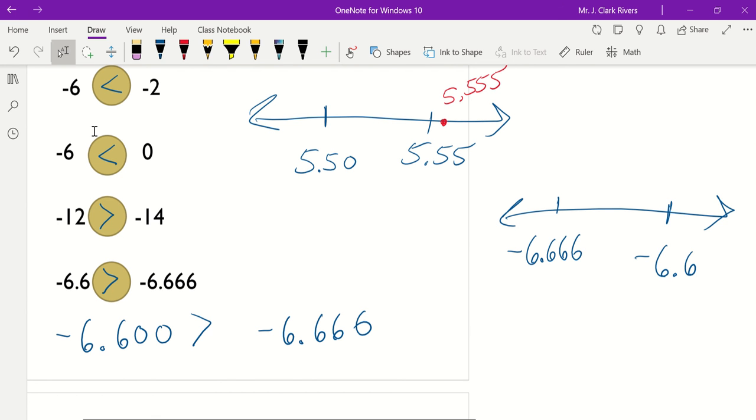If you're able to do this and fully understand it, you don't have to. But if you looked at this and you're like, I'm not real sure on that, plot it on the number line, and that's a way you can solve that problem.